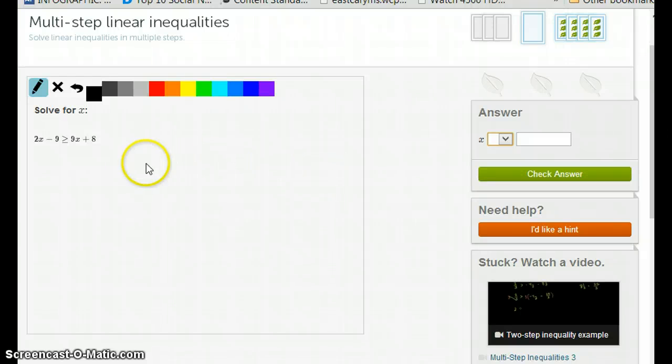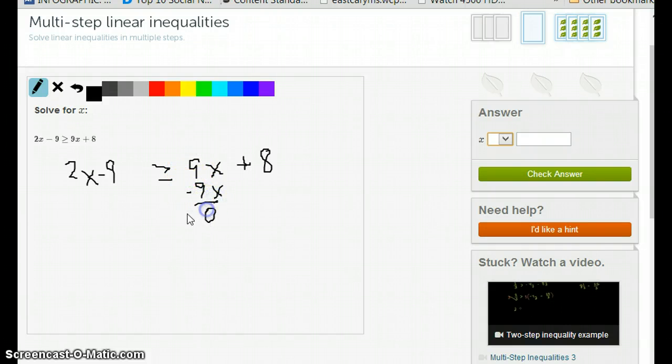Now, we've got another one here. We have 2x minus 9 greater than or equal to 9x plus 8. Okay, we want to get all the x's to the left side because the answer here has x on the left side. So we're going to get rid of the x's on this side, so we'll subtract out 9x so that we'll get a 0. Here we also subtract 9x, and 2 minus 9 is negative 7, so we end up with negative 7x.